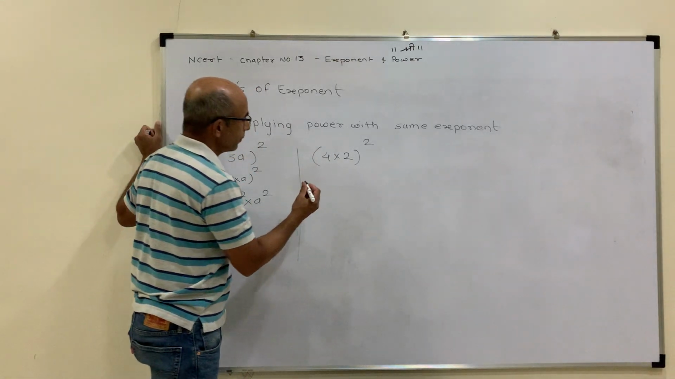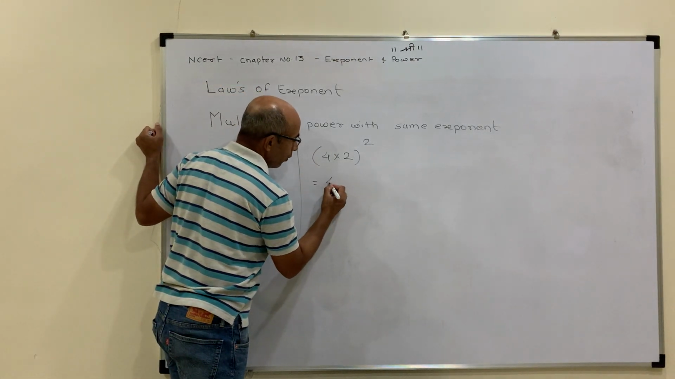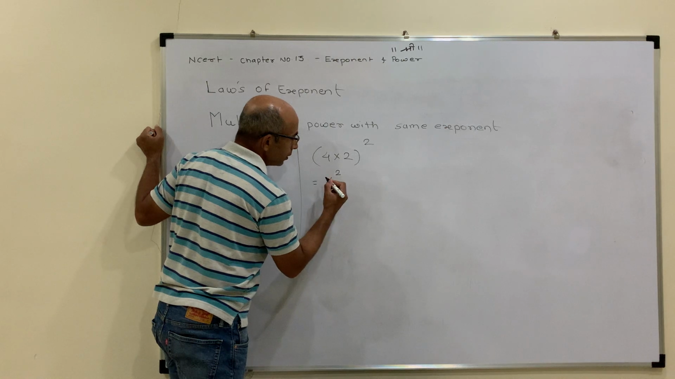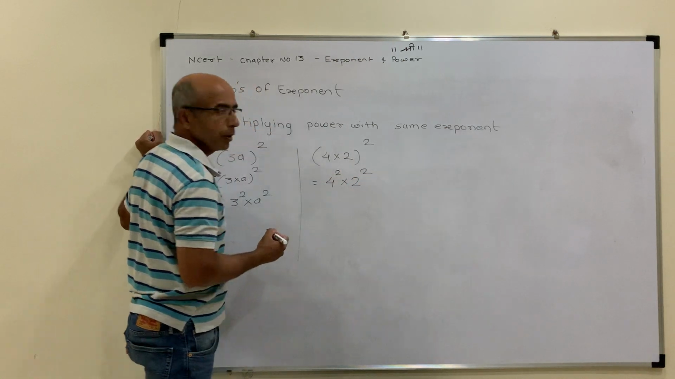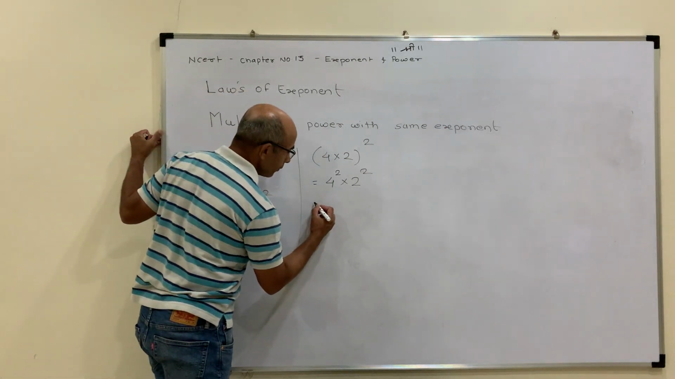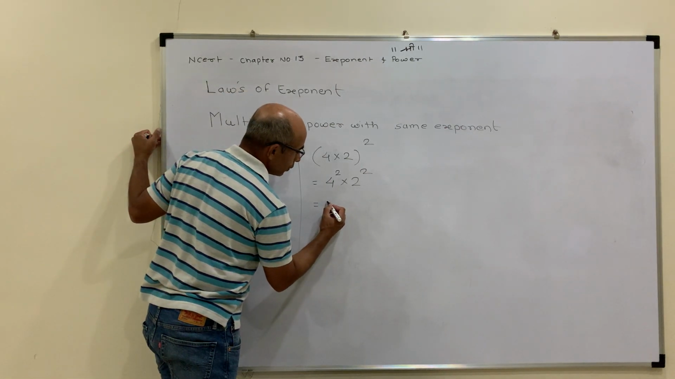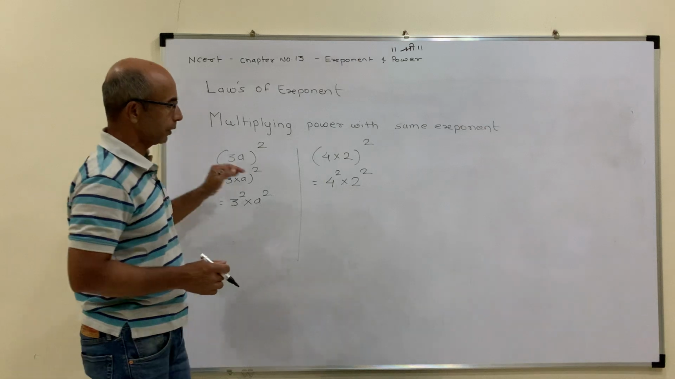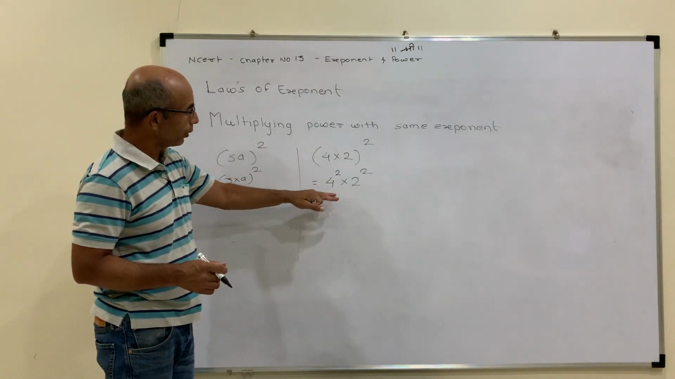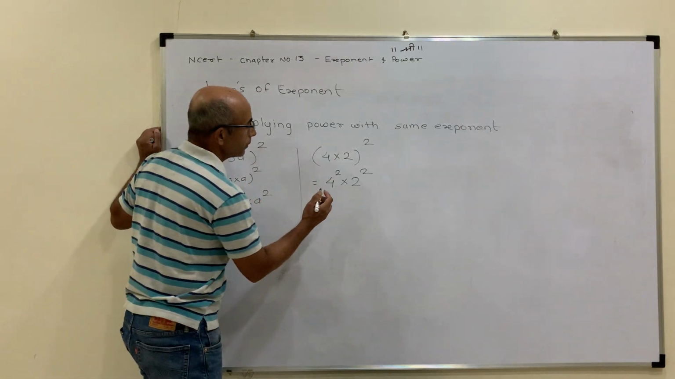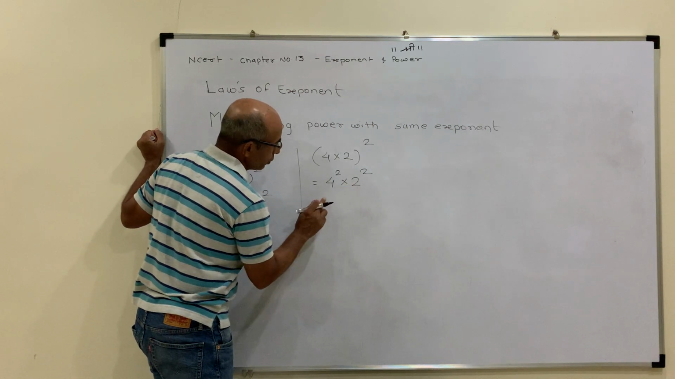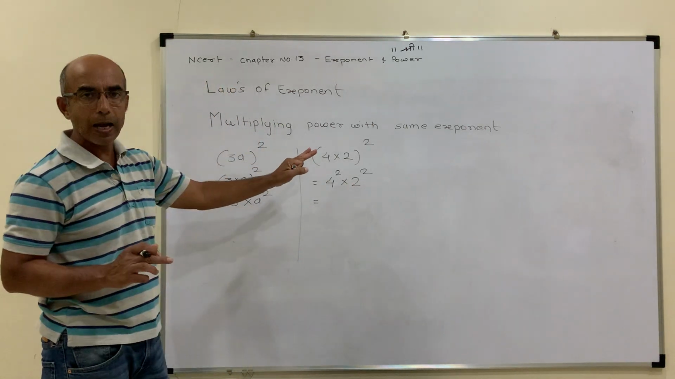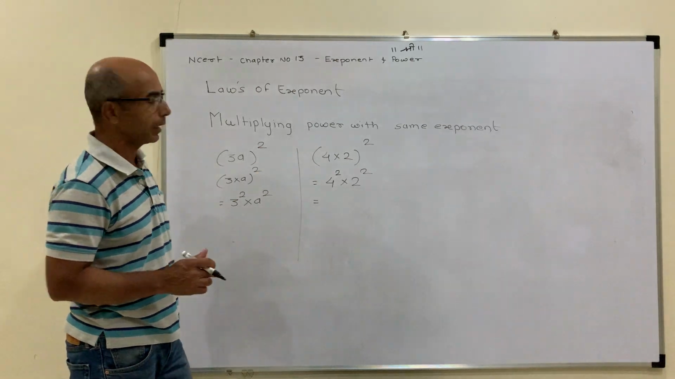So this is 4 square into 2 square. We don't need to solve it further, you need to understand this, but we can confirm this by doing the same operation. So now 4 square into 2 square. Now I will explain why it is coming like that.